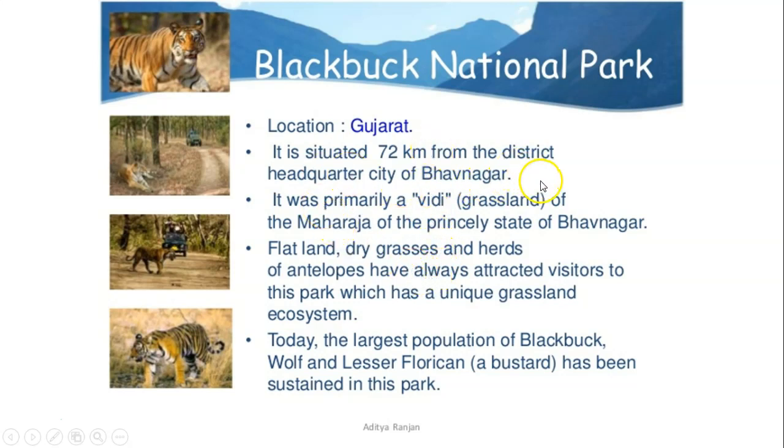It is situated 72 km from the district headquarters city of Bhavnagar. It was primarily grassland of the Maharaja of the princely state of Bhavnagar. Flatland, dry grasses, and herds of antelopes have always attracted visitors to this park, which has a unique grassland ecosystem. Today, the largest population of blackbuck, wolf, and lesser florican, a bustard that we also call in Marathi as Mad Pakshi, has been sustained in this park.